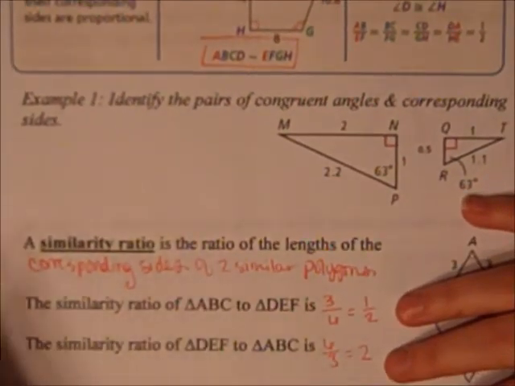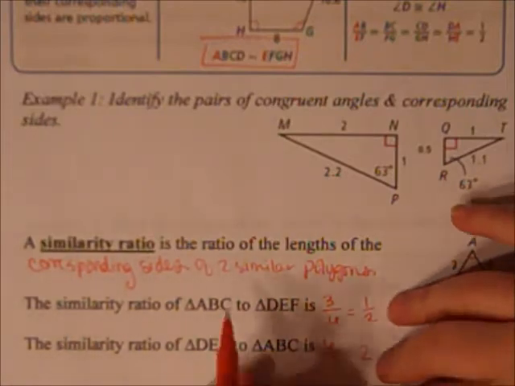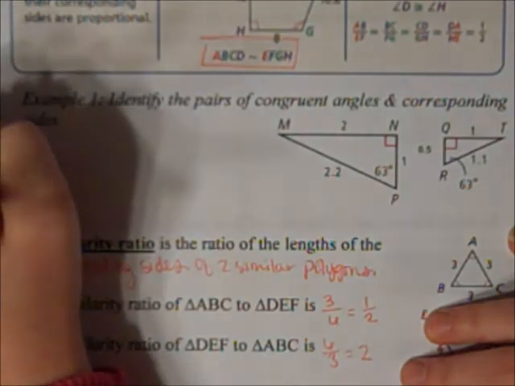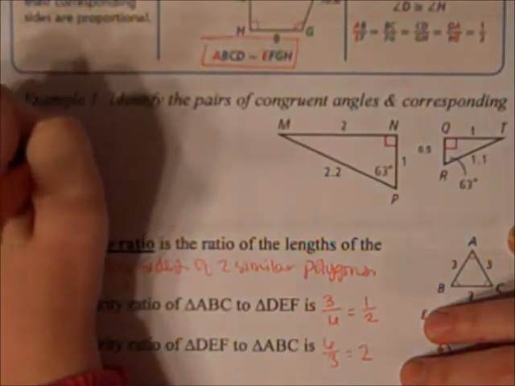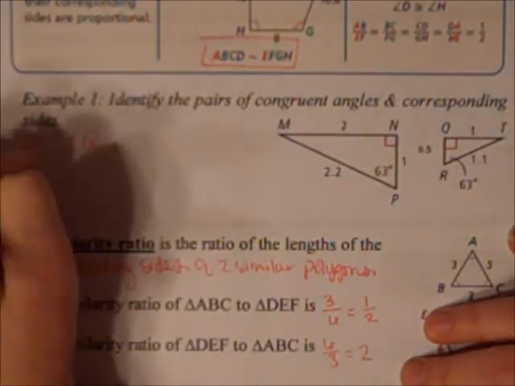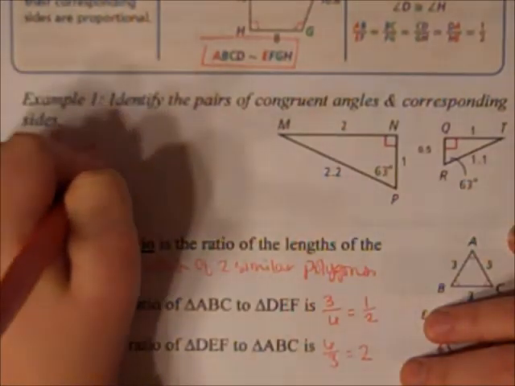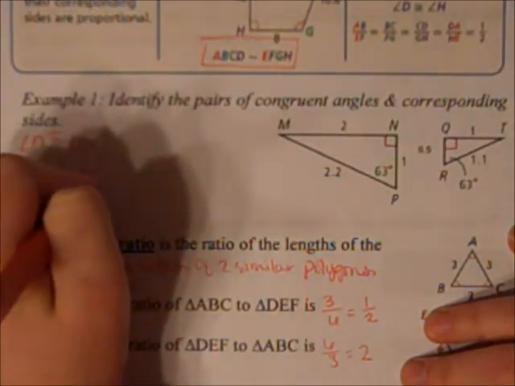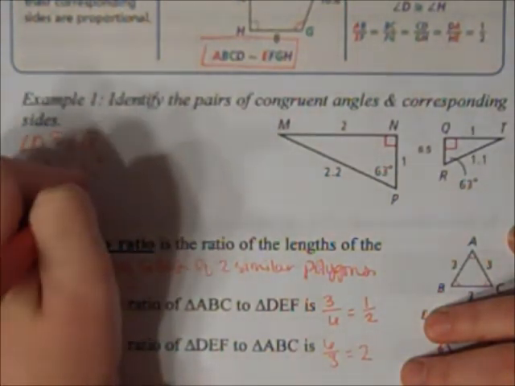Alright, identify the pairs of congruent angles and the corresponding sides. So let's start with angles. Obviously, it's easy to tell that angle N is congruent to angle Q. Angle M is congruent to angle T, and angle P is congruent to angle R.